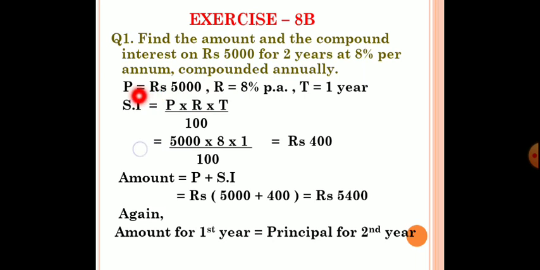So for the first year my principal is rupees 5000, rate of interest is 8% per annum and the time is 1 year. So simple interest for 1 year is equal to P into R into T by 100, where the principal is 5000, rate of interest is 8 and time is 1 divided by 100, that is equal to rupees 400. So the amount for the first year is principal plus simple interest, that is 5000 plus 400 equals to 5400. Now the amount for this first year is going to be the principal for the second year.